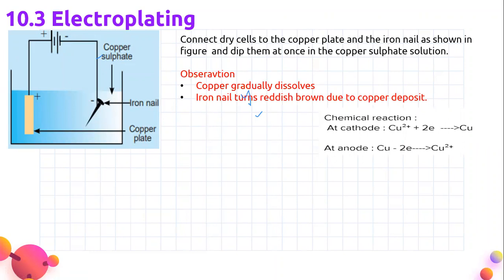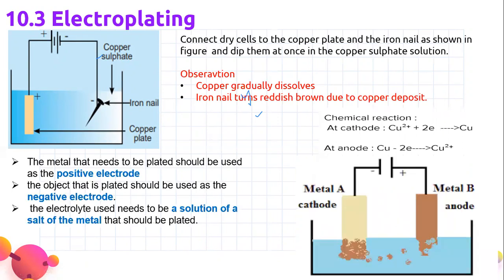So why does it happen? Because of the copper sulfate solution here and the copper plate, when we pass the electricity, the copper 2 plus ions gain electrons and become copper. So they get deposited on the iron nail. Also at the anode here, the copper loses electrons and becomes copper 2 plus ions. So that's why you see a gradual decrease in this copper. Also, there will be a copper deposit on this iron nail.